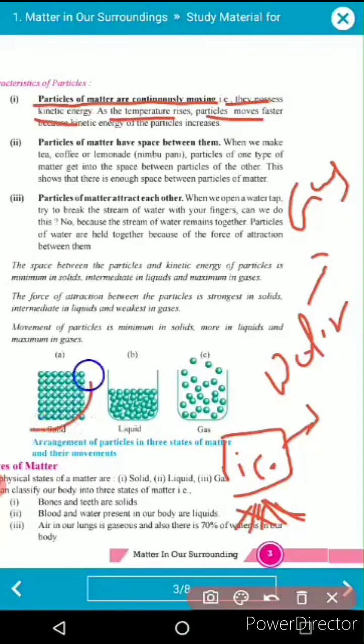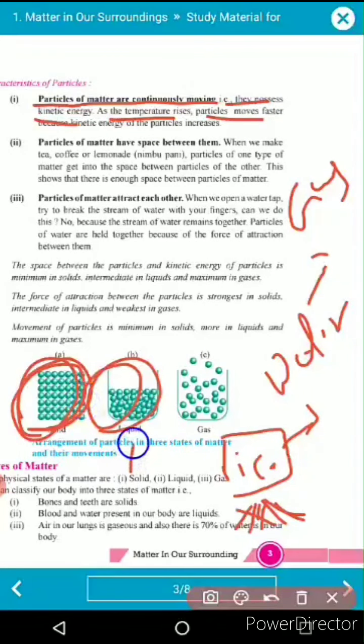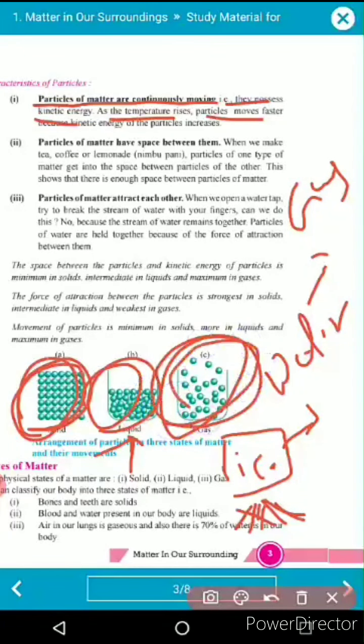In the case of a solid, the particles are gaining energy, so they are moving much faster. Again I am supplying heat, and the particles move even faster, so they convert solid to liquid and liquid to gas. Clear? So the particles are continuously moving, but they require a certain kind of energy. Clear? And particles possess kinetic energy.